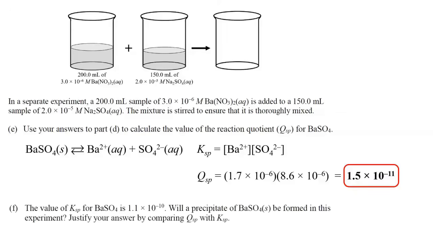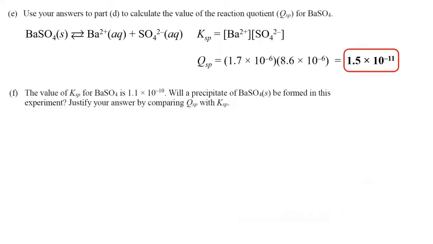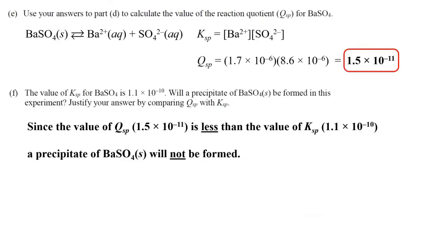So in part F, we just calculated in part E the value of the reaction quotient QSP. Part F says the value of KSP for barium sulfate is 1.1 times 10 to the negative 10. Will a precipitate of barium sulfate be formed in this experiment? Justify your answer by comparing QSP with KSP. So since 1.5 times 10 to the negative 11 is less than the value of KSP, which is 1.1 times 10 to the negative 10, if Q is less than KSP, then no precipitate will be formed.